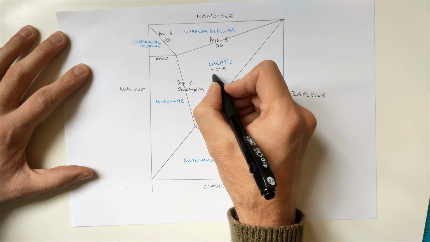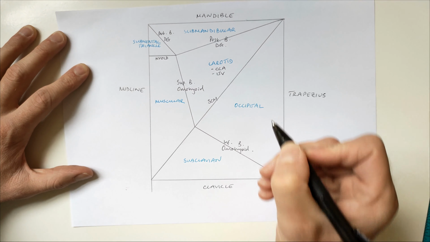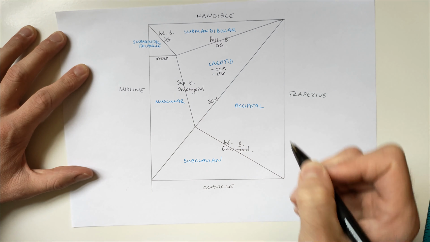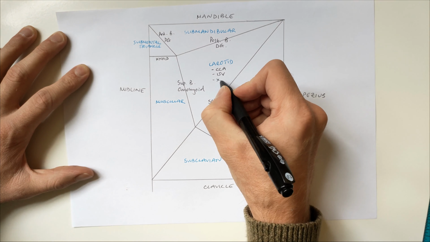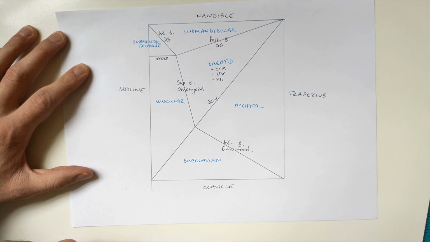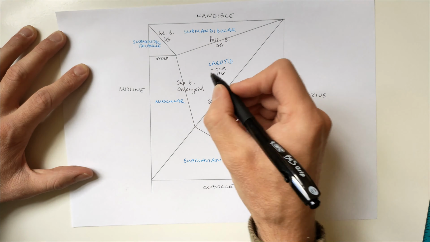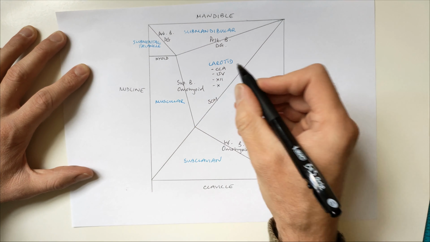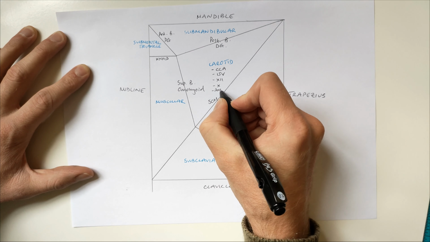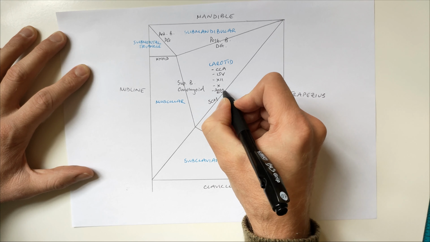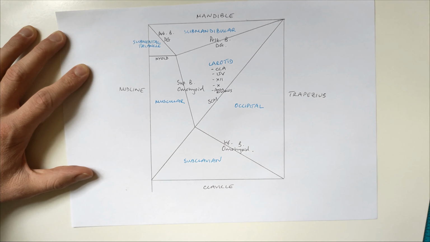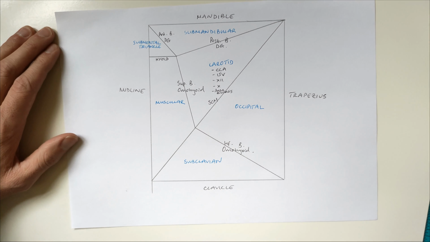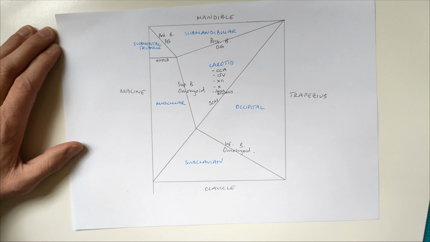So common carotid artery. We also find the internal jugular vein. There is the hypoglossal nerve, cranial nerve 12. There is also the vagus nerve 10, and some nerves called the ansa cervicalis. So this isn't an exhaustive list, but hopefully it should point out some of the major structures in each triangle.